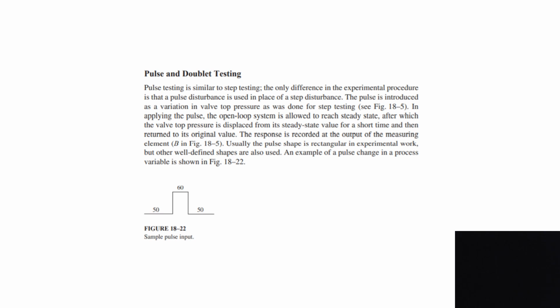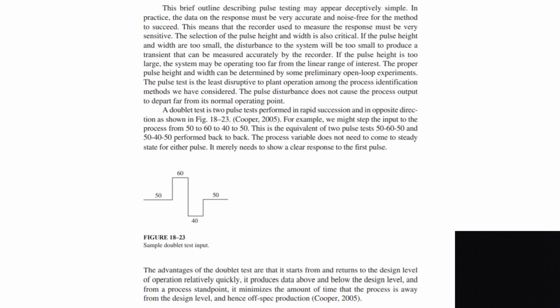Okay, so in some cases we will go for a double pulse testing also. Here you can see that instead of giving a single pulse, you are going to give a double pulse. Okay, so you might see that the input to the process is 50, 60, 40, and 40 then back to 50. So 40 to 50 is equivalent to a two pulse test having 50, 60, 40, 50. Instead of having 50, 60, 40, 50, you can replace that by 50, 60, 50, and another one we can have 50, 40, 50.